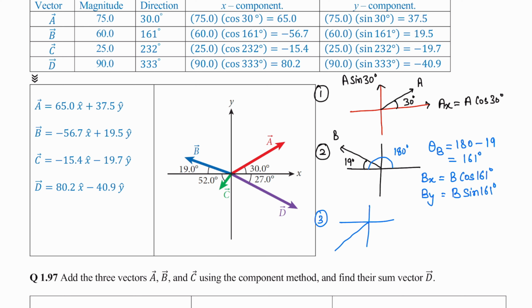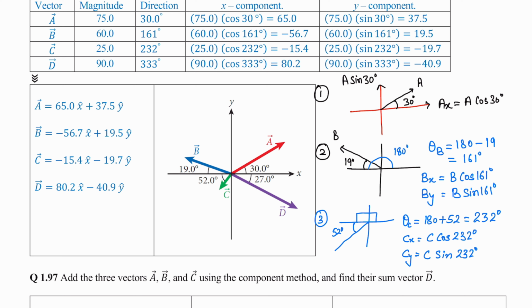C part is like this. Where is the angle? 52. Yes or no? And this full angle is 180. So, can I say theta C is equal to 180 plus 52? Yes or no? It will become 232 degrees. So, you can find Cx, you can find Cy. Clear? So, C cos of 232 degrees, C sine of 232 degrees. Okay.